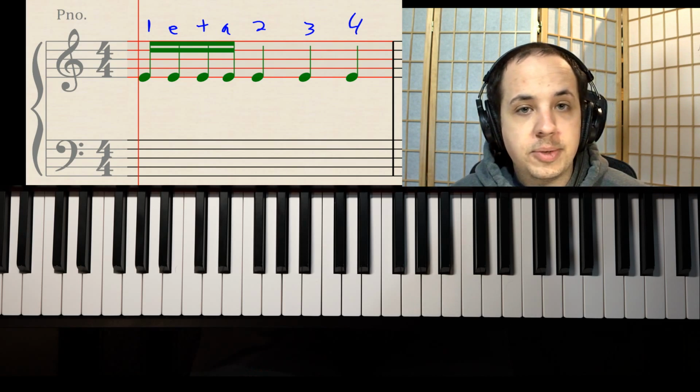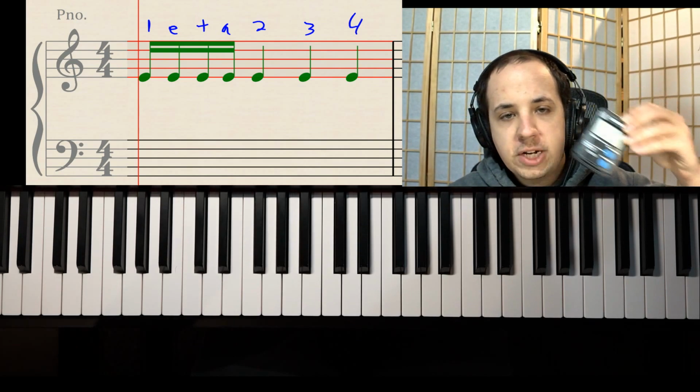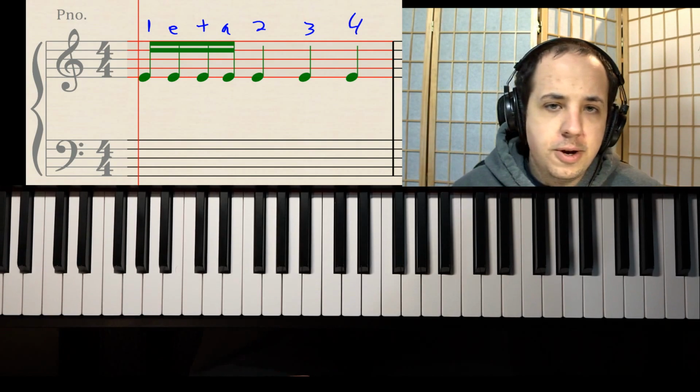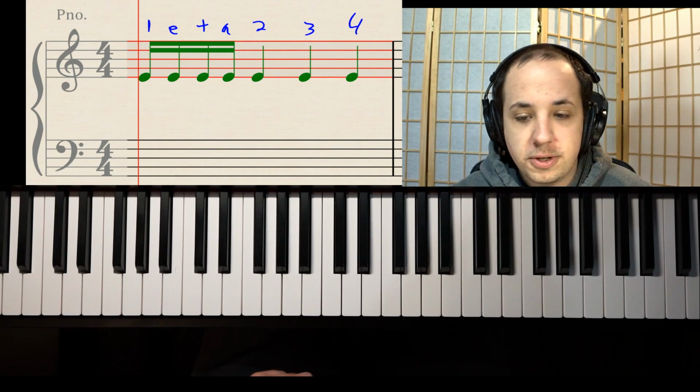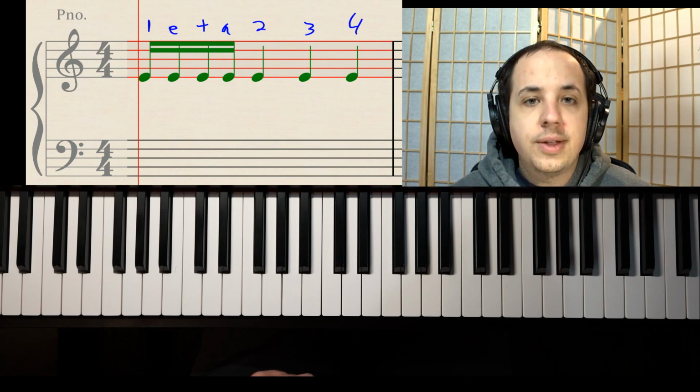So one other way to get great at this is to use the metronome. We'll be talking more about the metronome. I've actually made quite a few videos about it in my online music academy, which I'll talk about in a second. So yeah, we have 1 E and 2, 3, 4.